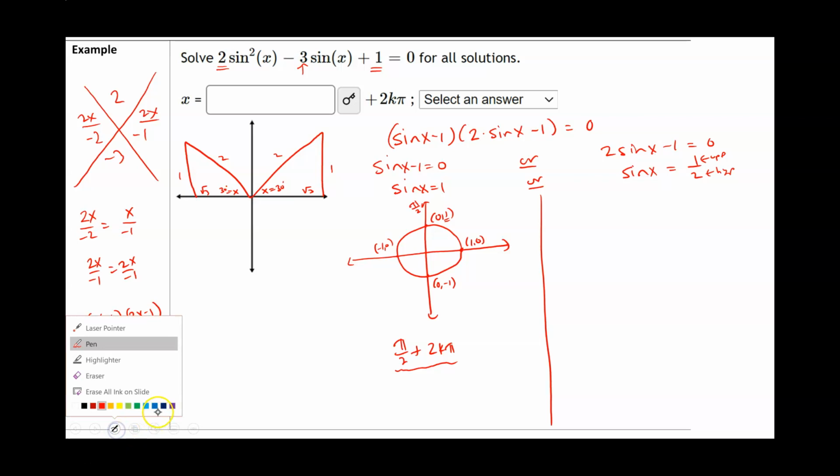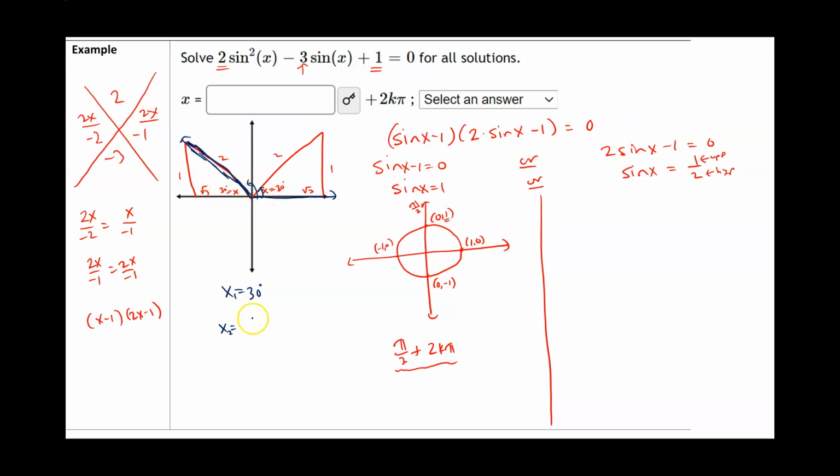Then we have to find the measure of these angles in standard position. So the first one is just going to be 30 degrees. And the second one, we're starting here. This is our terminal side. So if I take 180 minus 30, it'll be 150 degrees. And I can convert these into radians. This will be pi over 6. And then this will be 5 pi over 6.